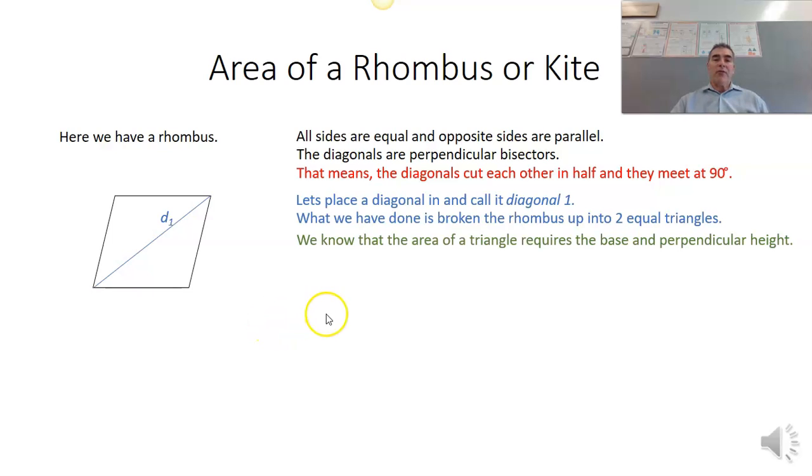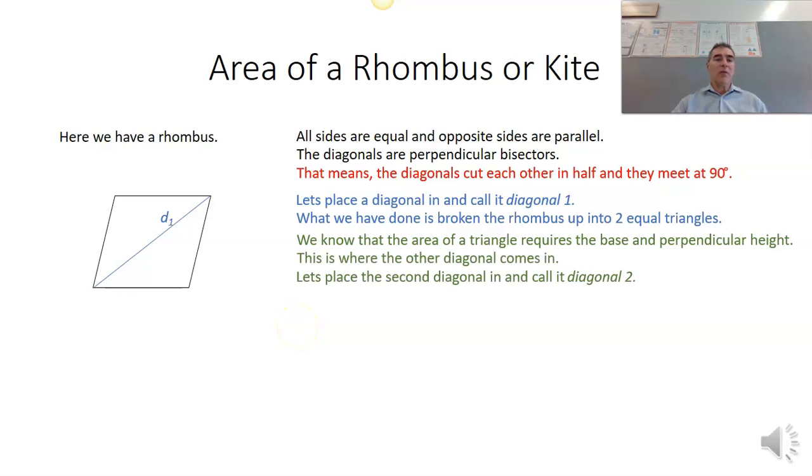We know that the area of a triangle requires the base and the perpendicular height. If we look at this upper triangle, we've got its base, but we don't have its perpendicular height. Well, this is where the other diagonal comes into play. If we put that second diagonal in, and we'll call it D2, the length of this whole diagonal is D2. Remember, the diagonals are perpendicular bisectors, so that second diagonal is perpendicular to the first, and we'll put that in there just to help us.